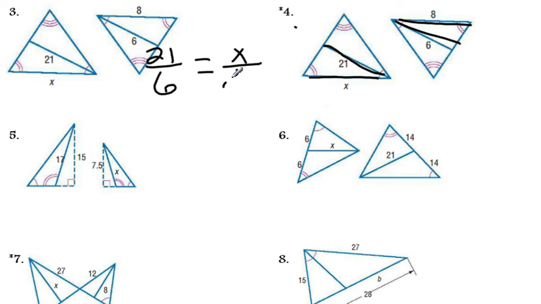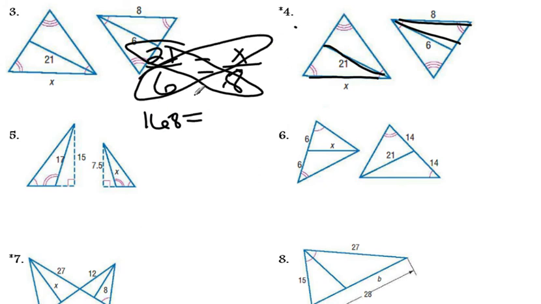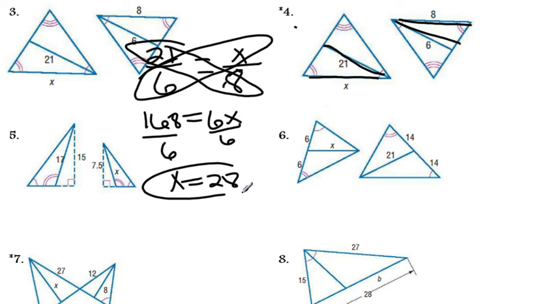Okay, first thing I'm going to do is cross multiply 21 times 8, which is 168, and that equals 6 times x, which is 6x. Divide both sides by 6, I get x equals 28.